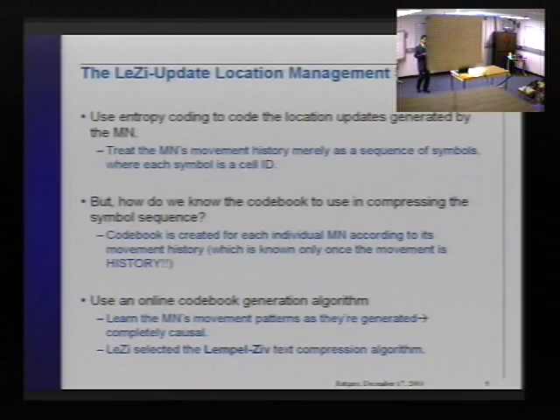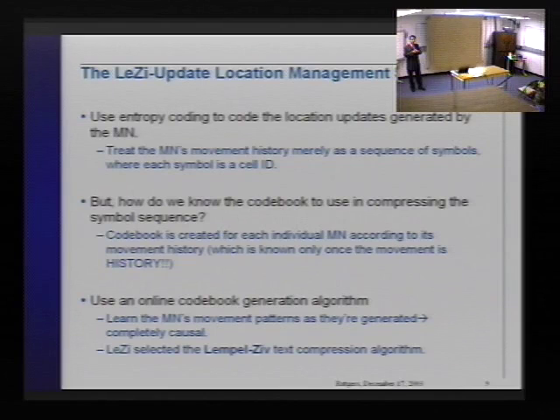Now I want to talk about this scheme. Now this is not my invention, but I want to give you this background work because I've been building upon this. So there's the lazy updates management scheme. This was actually, I think, an award-winning paper in Mobicom 99.